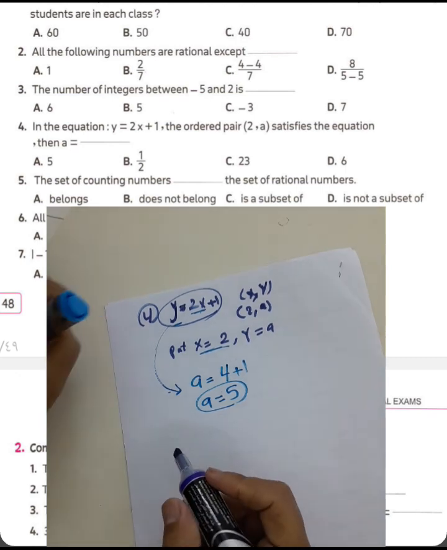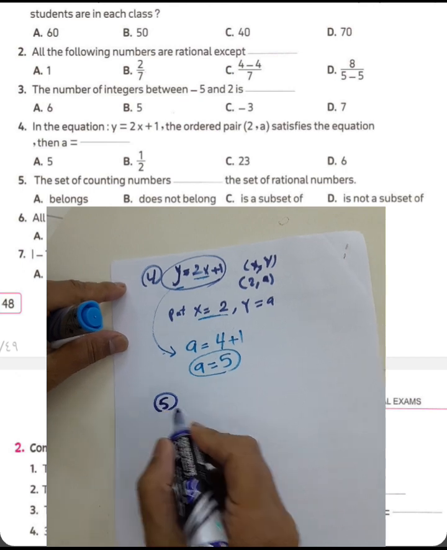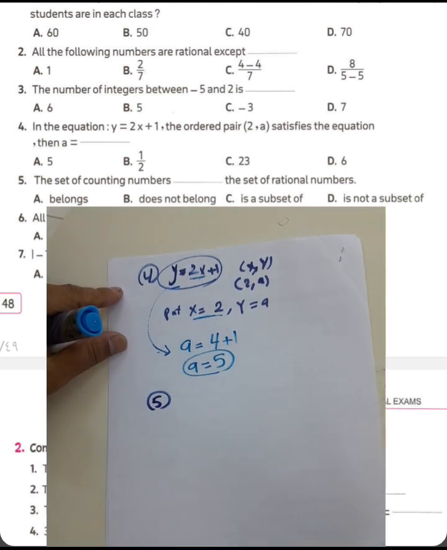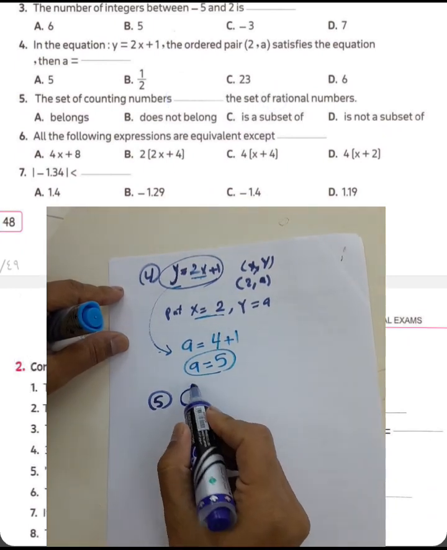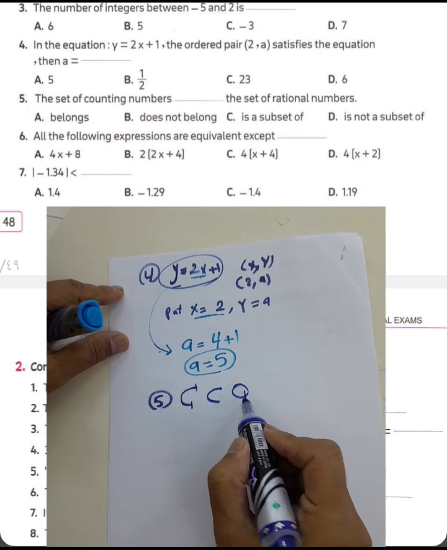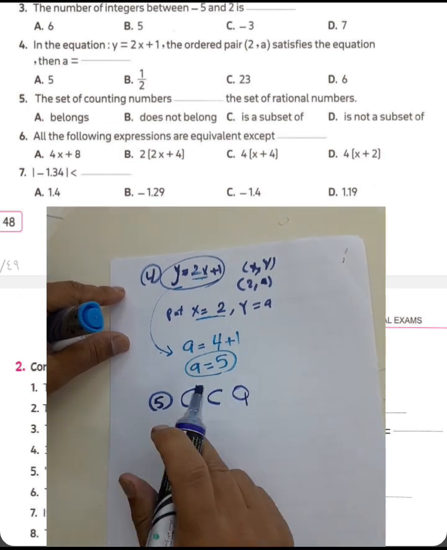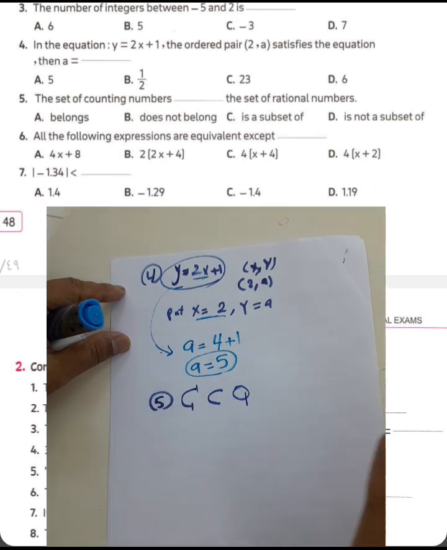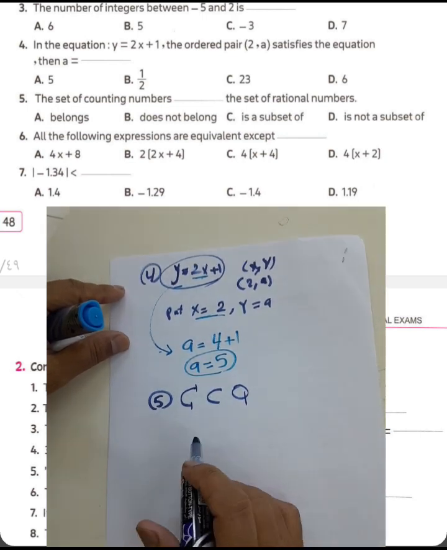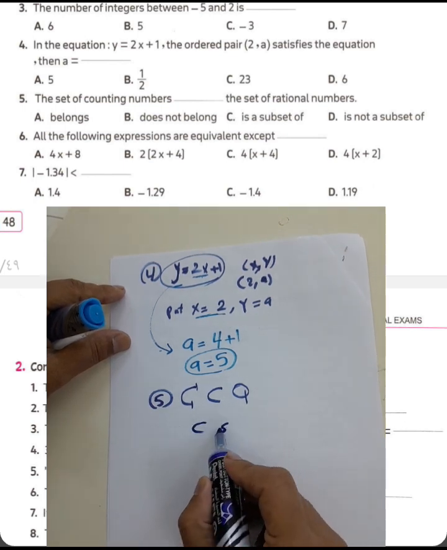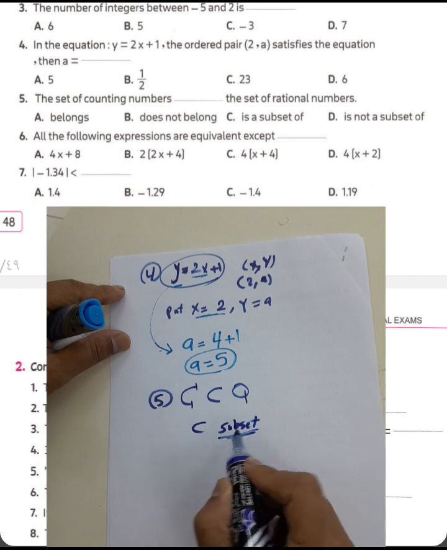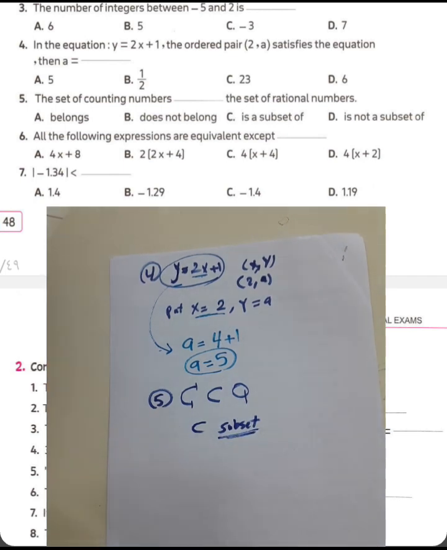Question number 5. Are the counting numbers related to the rational numbers? Counting numbers will be a subset of rational numbers, because counting numbers begin with 1, 2, 3, 4 to infinity, and are a subset of rational numbers. So we must choose letter C, subset. Choose letter C, is a subset of.